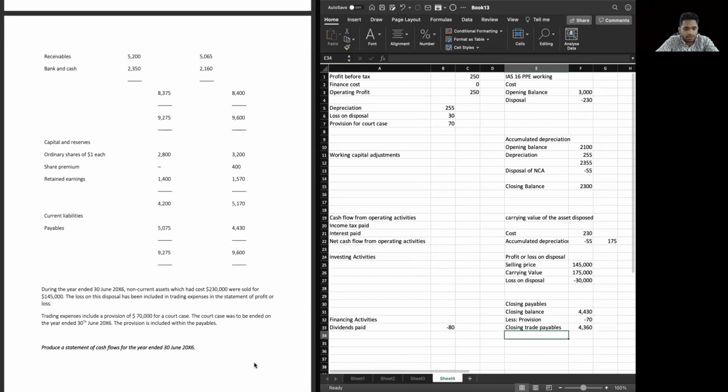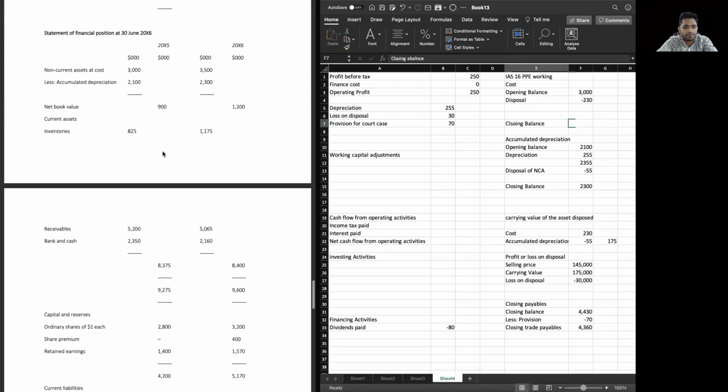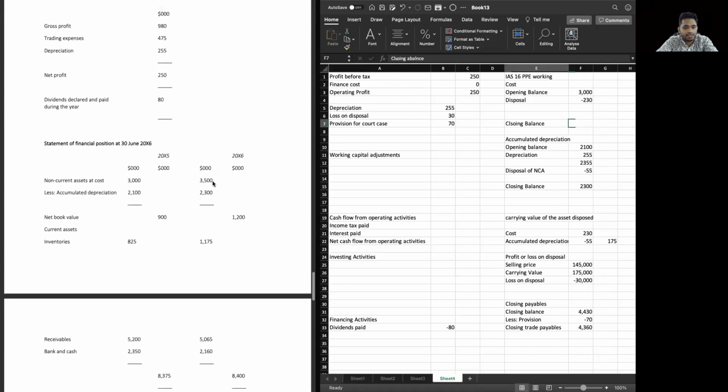Now the adjustments are done. We have taken all the notes, so we can finish up this IAS 16 working so that we can calculate the investment that we have done in our non-current assets. Now the closing balance of my property, plant and equipment is going to be 3,500. So 3,500 is my closing balance.